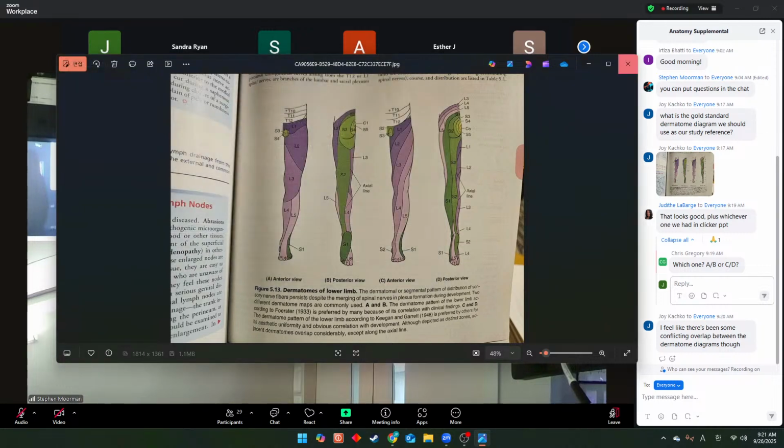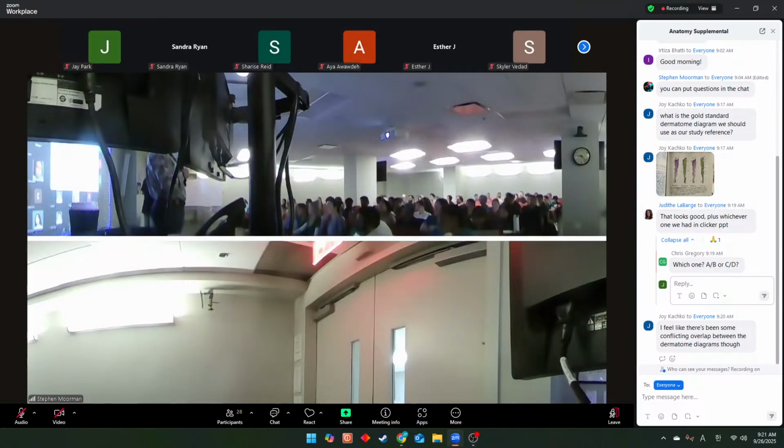So when you look at the medial epicondyle, that medial epicondyle has a dermatome of, actually, L4. Why would it be L4? We know it's saphenous nerve. And saphenous nerve is a continuation of the femoral nerve, which comes from L2, L3, and L4.